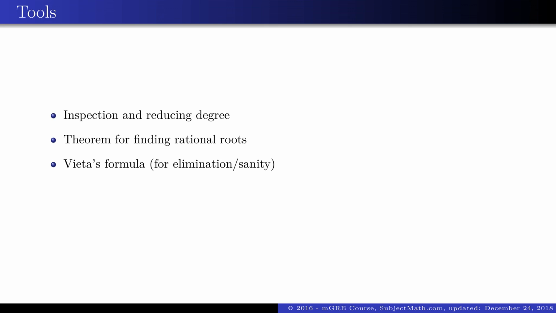Our tools are inspection, which is a fancy word for guessing. By guessing one root, we can reduce the degree of the polynomial, making the next guess easier. We have a theorem to help us find all the rational roots, and Vieta to help us prove that a number is not a root or to do a sanity check. We will mention Eisenstein in the advanced module.